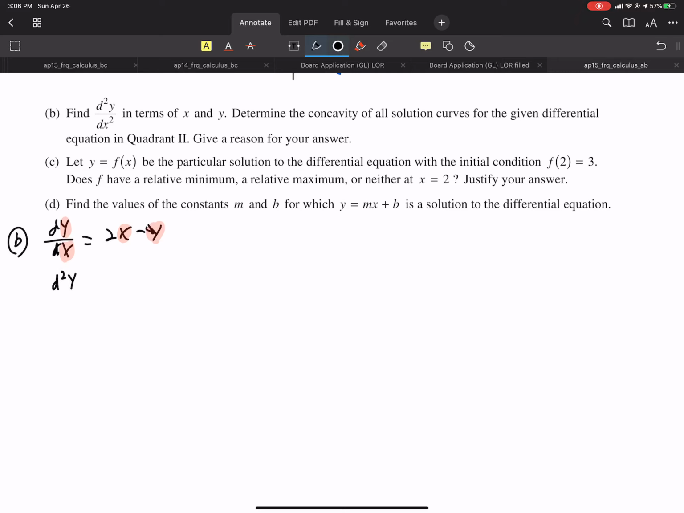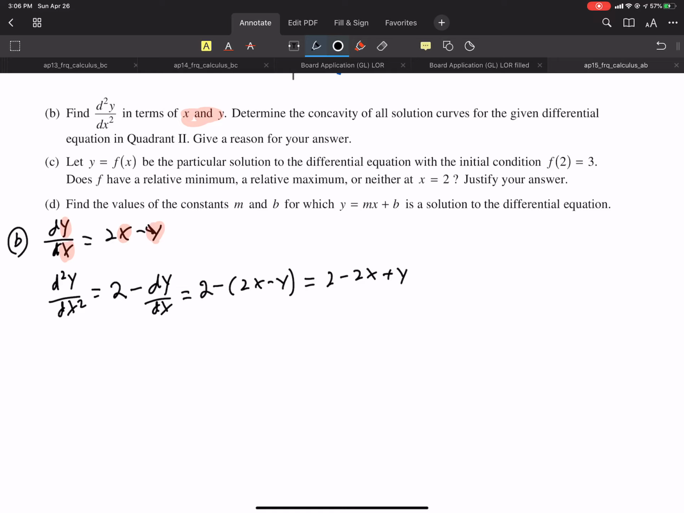The left side will be the second derivative, clearly. The derivative of 2x is just 2. But what is the derivative of y? The derivative of y is dy dx. They want it in terms of x and y, so we need to get rid of the dy dx. Don't forget the parentheses. So we'll get 2 minus 2x plus y when we distribute that.